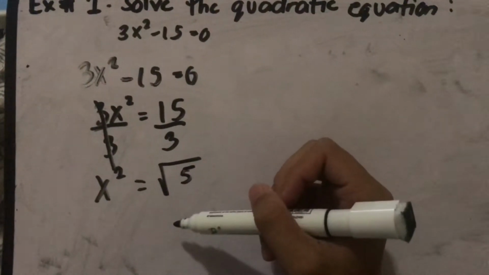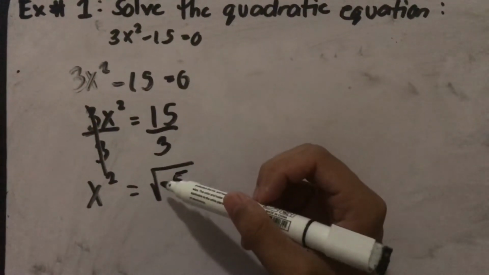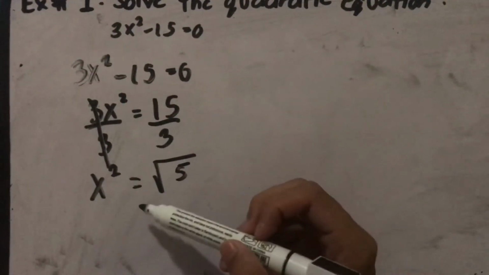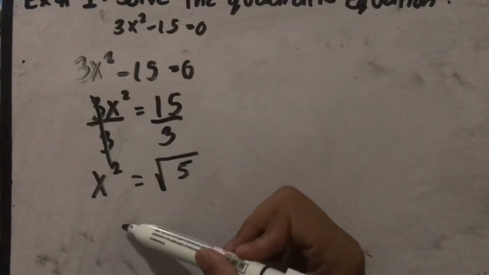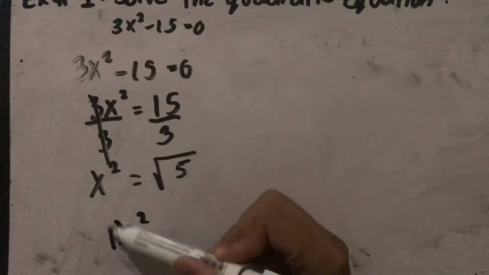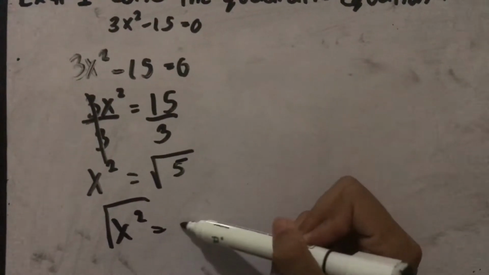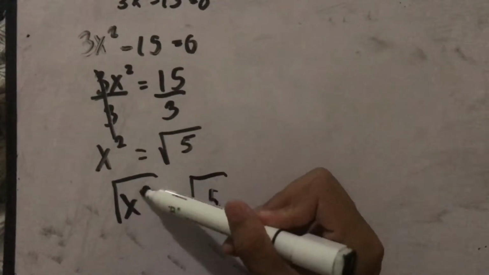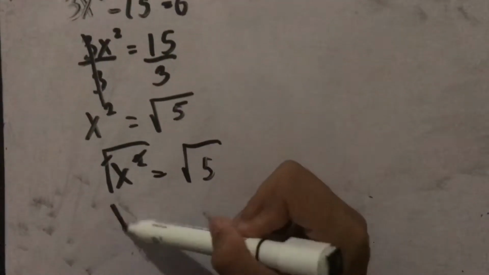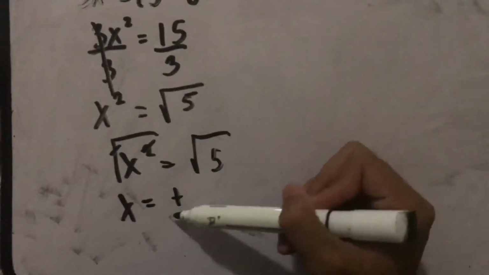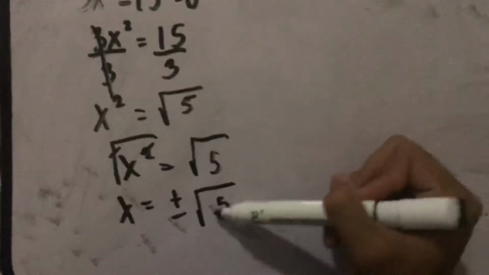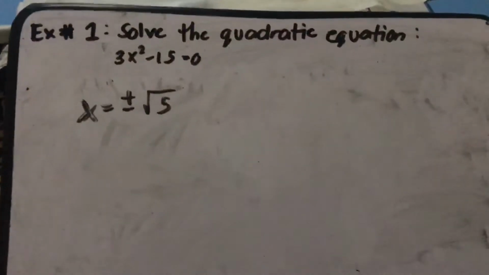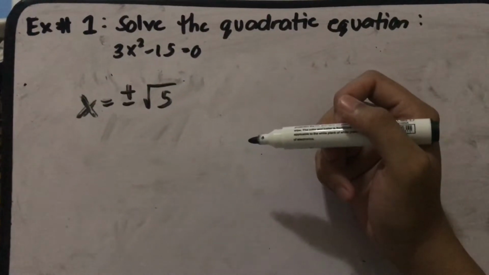So next, ang rule ay i-square root natin both sides. So we need to square root both sides. So x squared, square root, is equal to square root of 5. So cancel. x is equal to positive negative square root of 5. So ito yung magiging equation natin. So we have x is equal to positive negative square root of 5.